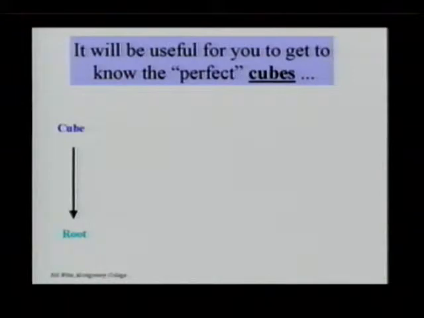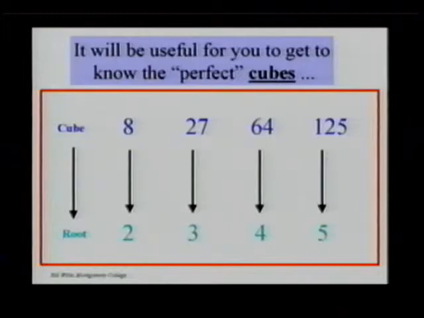Now, let's review some of the perfect cubes that would be helpful for you to know. 8 is a perfect cube. The cube root of 8 is 2, because 2 times 2 times 2, or 2 cubed, does equal 8. 27 is a perfect cube. You know what the cube root of 27 is? 3. 3 times 3 times 3, or 3 cubed, does equal 27. We just did 64. The square root of 64 is 8. The cube root of 64 is 4. Okay, we're getting a little too high, but this time the cube root of 125, you can guess, is 5. These are going to be of use to you to know, okay?